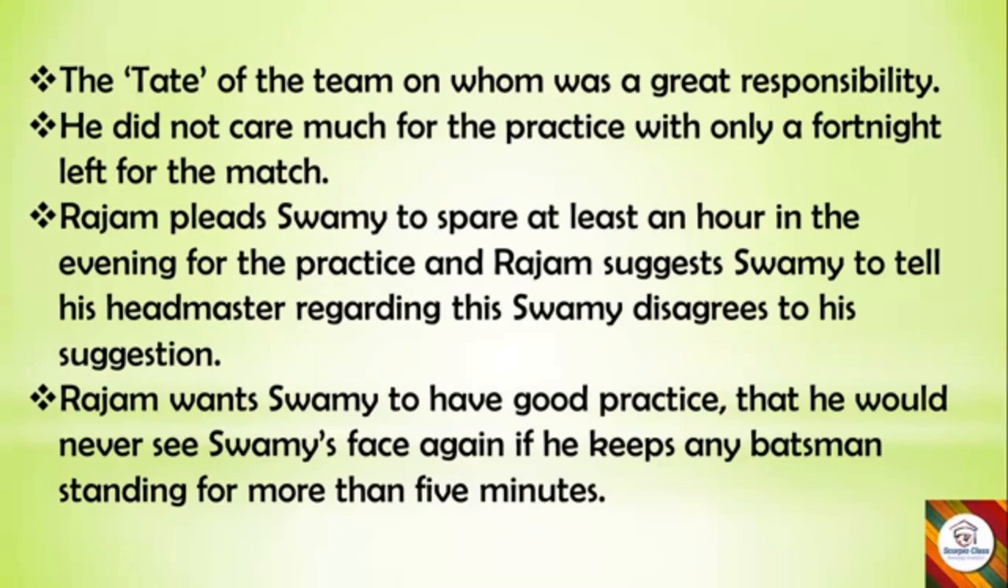Then he did not care much about practice with only a fortnight left for the match. Everybody was depending on Swami, because he was one of the main players of the team, but Swami did not care much to practice every day, even though only a fortnight was left for the match. Fortnight means 15 days, about 2 weeks. Now Rajam pleads with Swami to spare at least an hour in the evening for practice, and Rajam suggests Swami tell his headmaster regarding this.